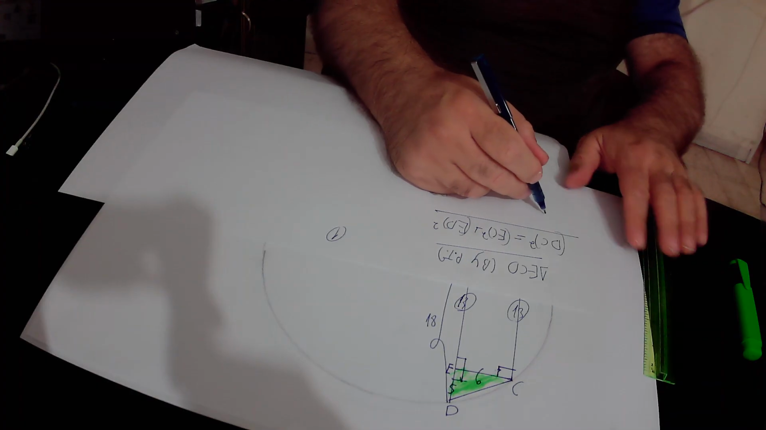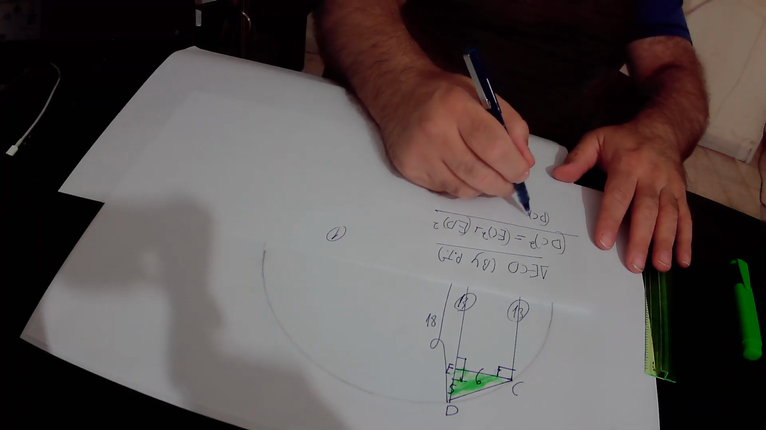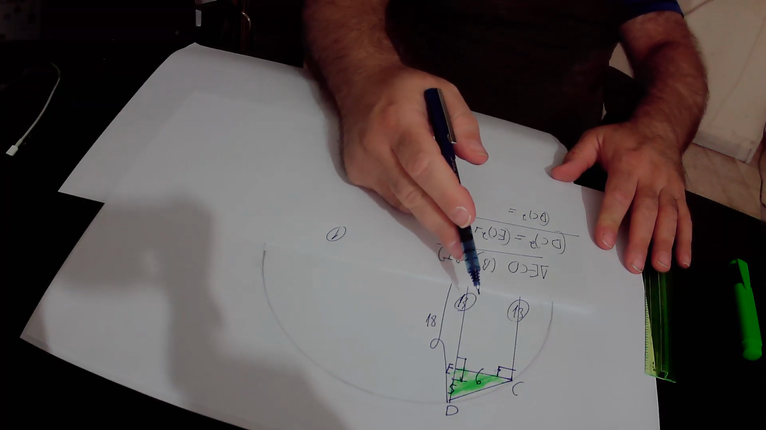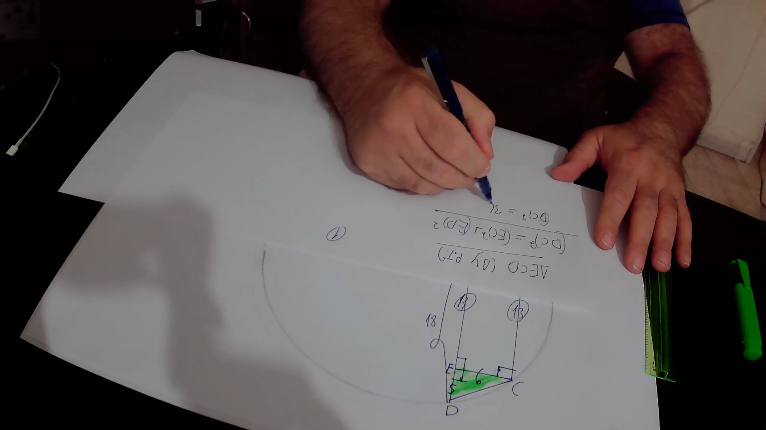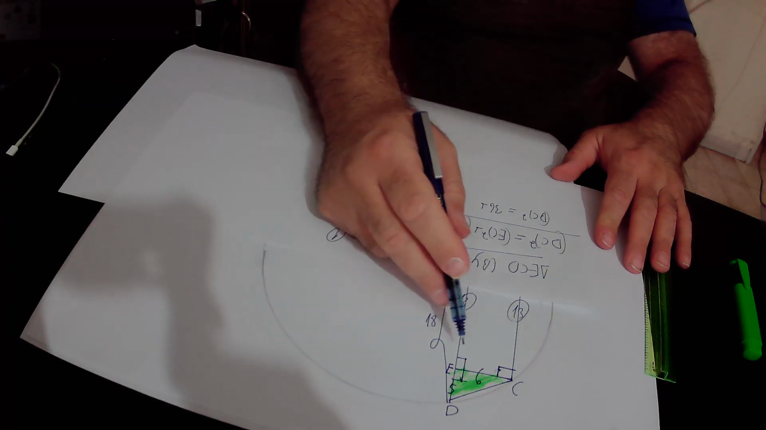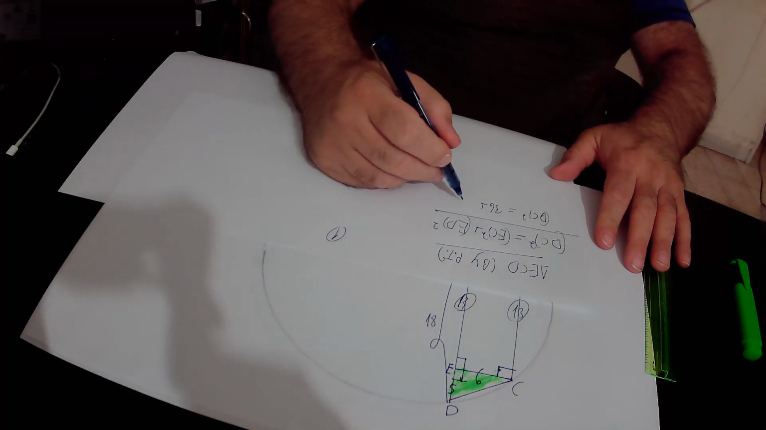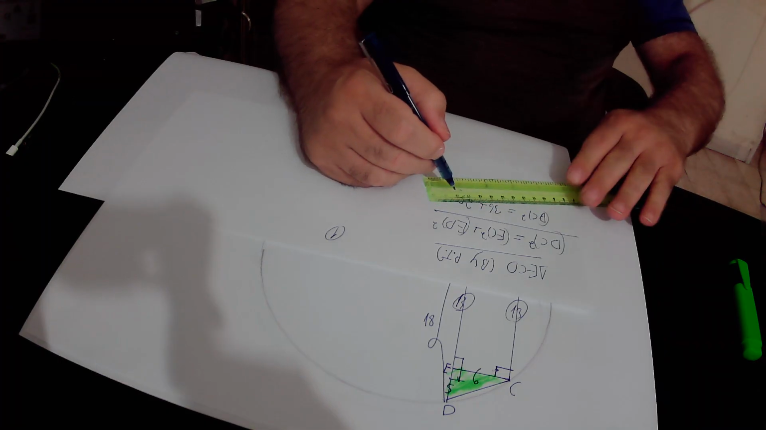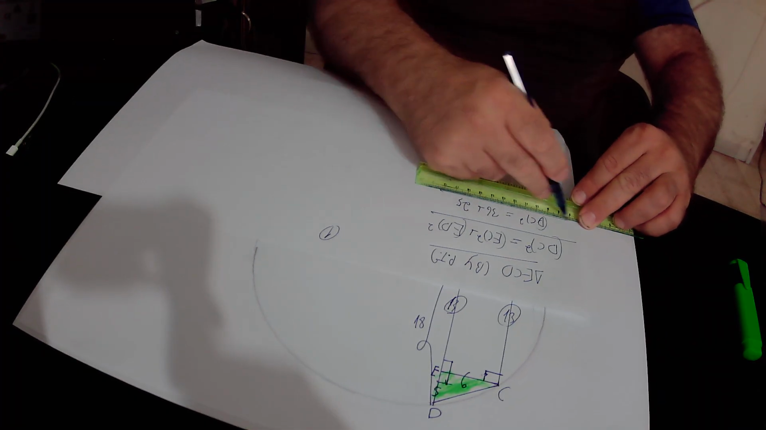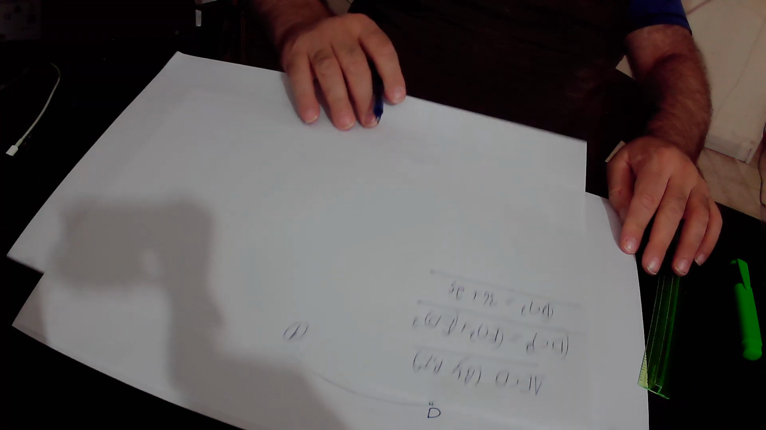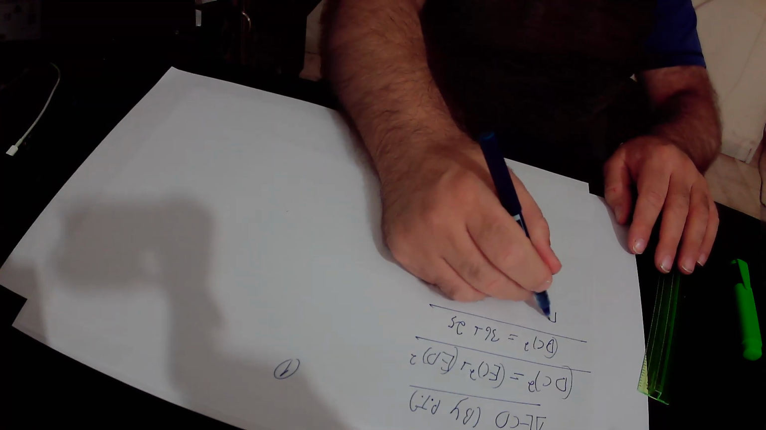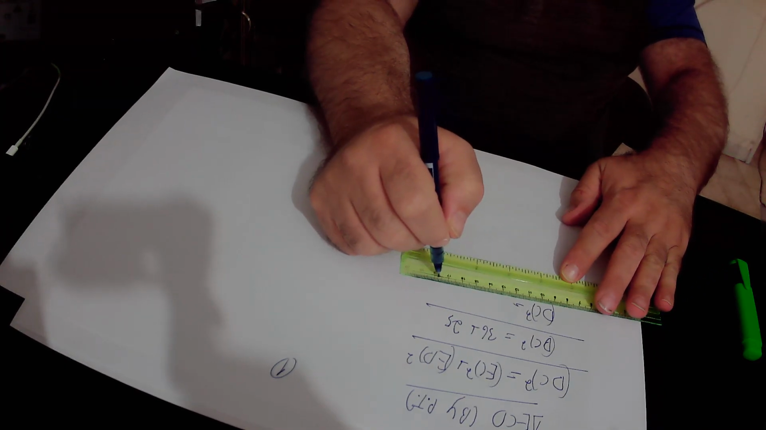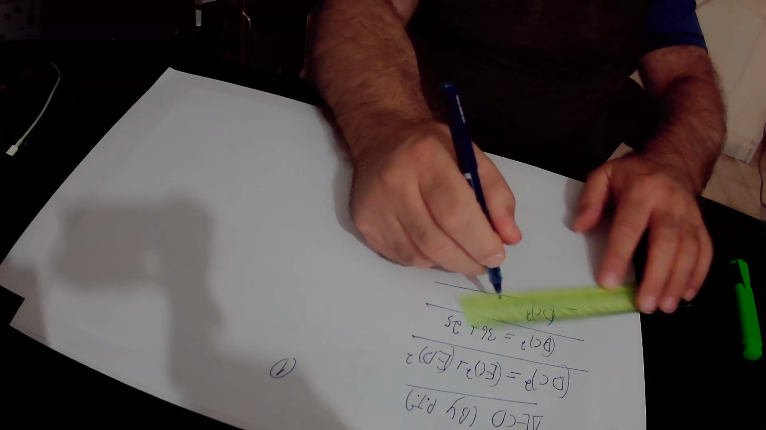So DC squared, that is the square of the hypotenuse of the green triangle, must be equal to EC squared. EC equals 6 units, therefore EC squared is 6 squared, that is 36, plus ED squared. ED equals 5 units, therefore ED squared equals 5 squared, that is 25. In conclusion, we found out that DC squared equals 36 plus 25. So DC squared, the square of the hypotenuse, equals 36 plus 25, which is 61.